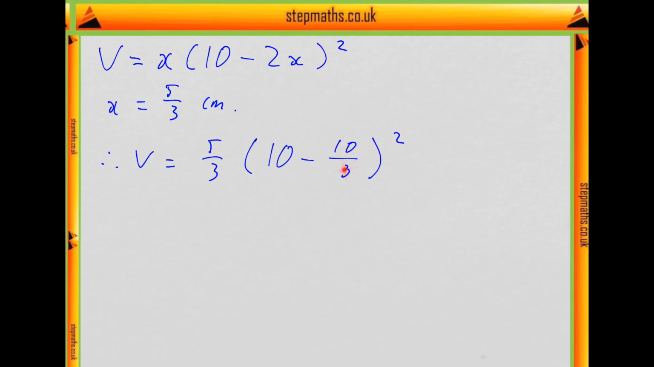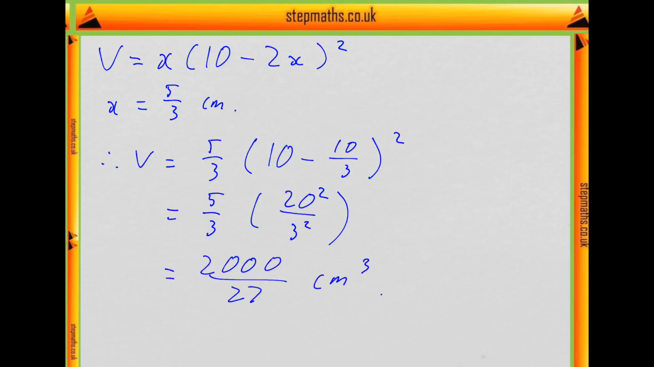And then this is going to come to what? If we put it all over 3, 30 minus 10 on top is 20 over 3. So that means we're doing 5/3 times 20/3 all squared. That's 20 squared over 3 squared. So on the bottom we can see we're going to get 3 times 3 squared, that's 27. On the top, this is going to be 400 times 5 is 2,000. So we get 2000/27, and I've written centimetres cubed because the units are in centimetres, and we can't cancel this, so this is our final answer.